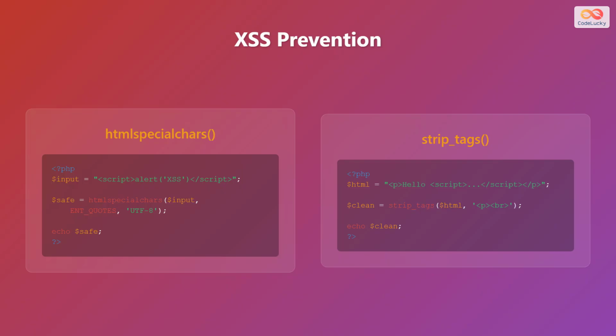strip_tags removes HTML and PHP tags from a string, helping to sanitize user input and prevent XSS attacks. In the example, the strip_tags function is used with the HTML variable and allows paragraph and break tags.